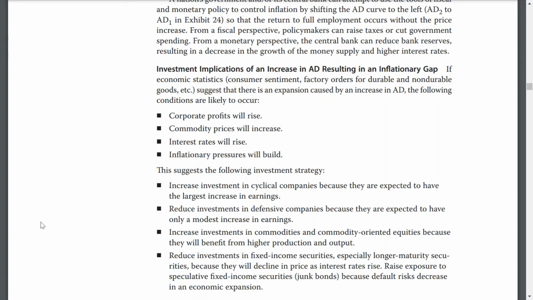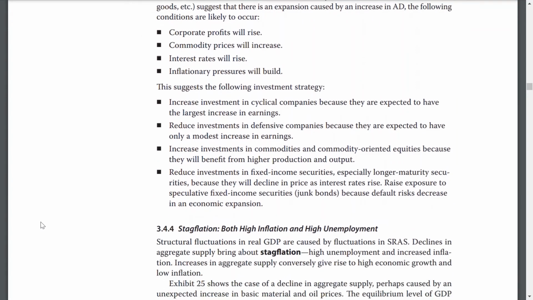This suggests the following investment strategies: increase investment in cyclical companies because they are expected to have a large increase in earnings, reduce investment in defensive companies because they are expected to have only a modest increase in earnings, increase investment in commodities and commodity-oriented equities because they will benefit from higher production and prices. Reduce investment in fixed income securities, especially longer maturity securities, because they will decline in price as interest rates rise.